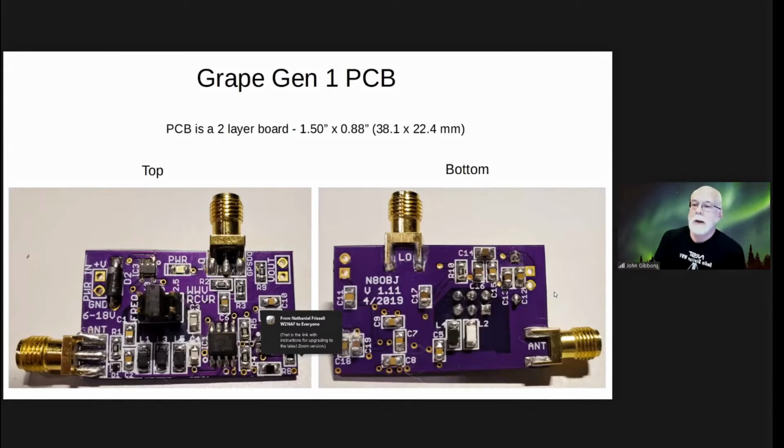This is a picture of the actual board. It measures 1.5 inches by 0.88 inches. It's a double-sided board. This is the input connector here. This right here is the input protection diode. This is the resistor bleeder. This is the capacitor input for the LC filter. These are the inductors here on the top side, and these are the other inductors on the bottom side to make the correct values. You put the jumper on for what frequency you want to detect.